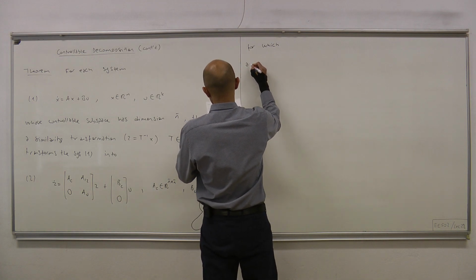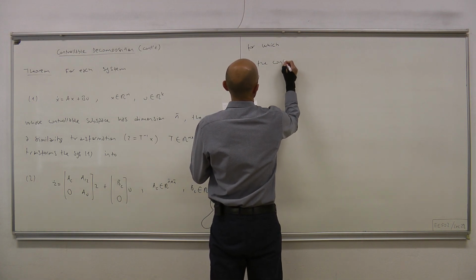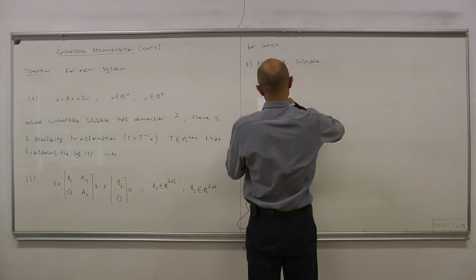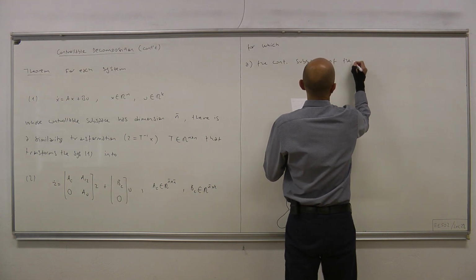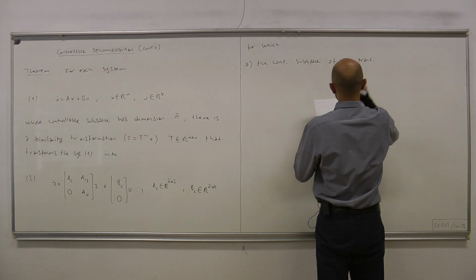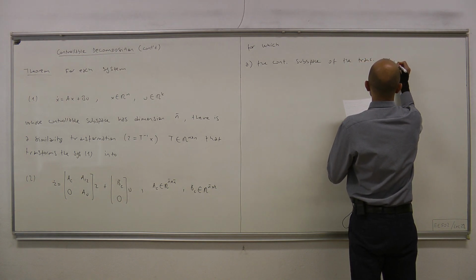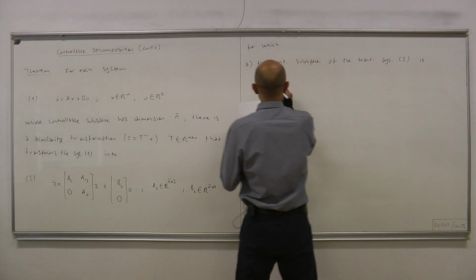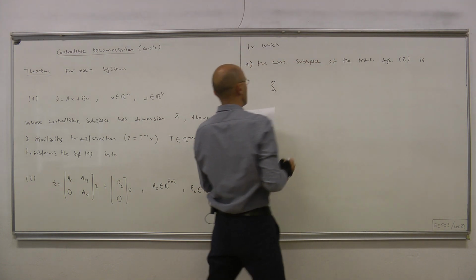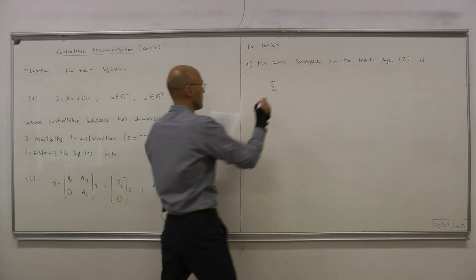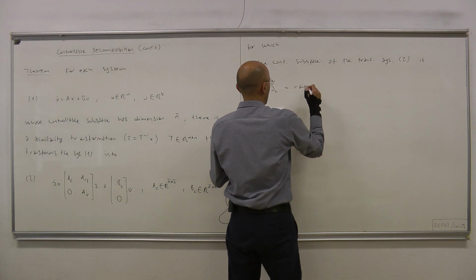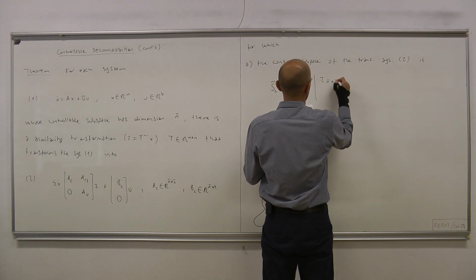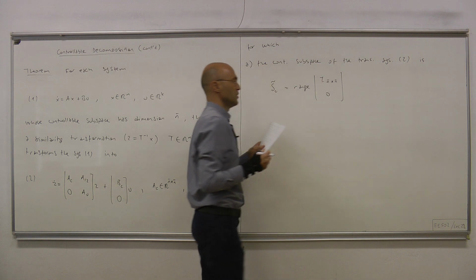A, the controllable subspace of the transformed system, that is system 2, is as controllable, tilde, range space of this matrix, n bar by n bar identity, and 0.